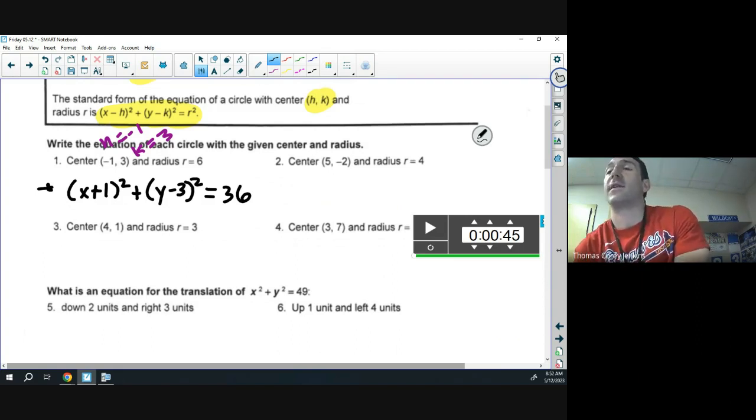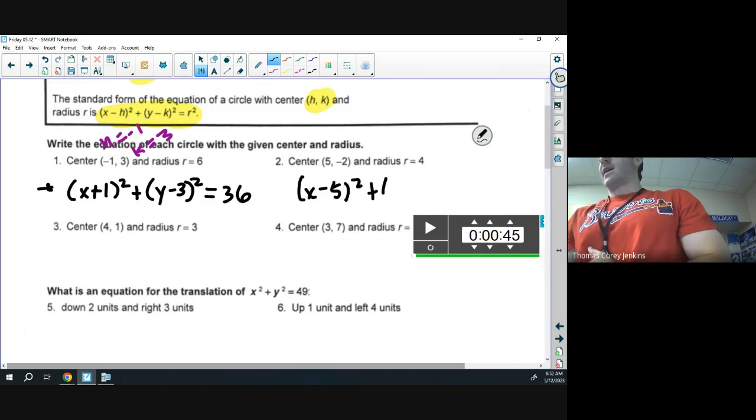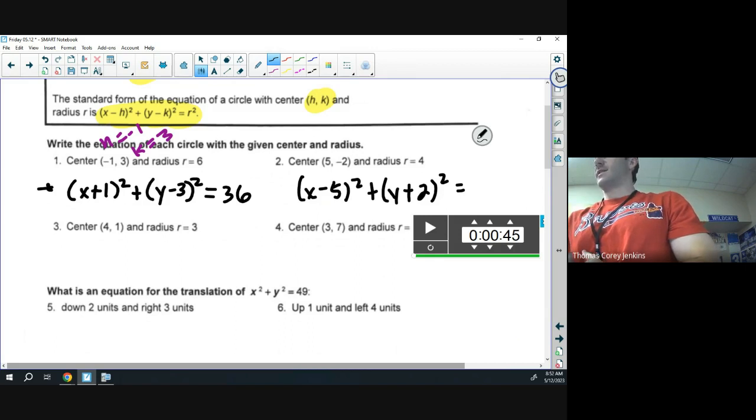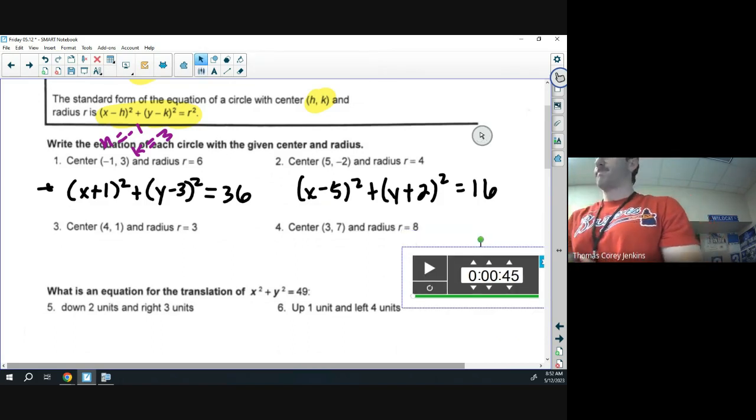Okay, next one then, real quick, and then you can try a couple. Centers at 5, -2. So we'd go x minus h is 5 here, so x minus 5 squared, then plus y minus k is -2, so it's y plus 2 squared. And then not 4 on the other side. What goes on the other side? 16. That's right. Very good. Anybody have any questions before you try a couple? All right. So you do 3 and 4, and I'll put them up in about 45 seconds.